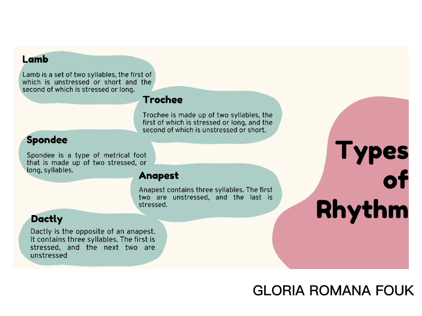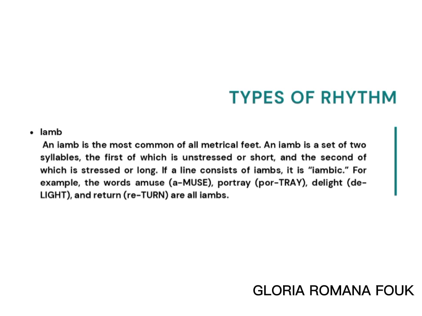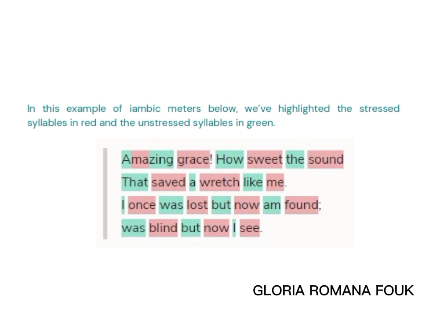First, iamb. An iamb is the most common of metrical feet. An iamb is a set of two syllables, the first of which is unstressed or short, and the second of which is stressed or long.